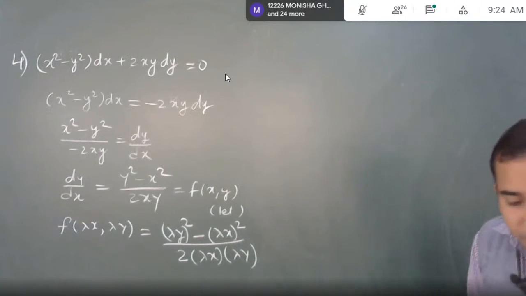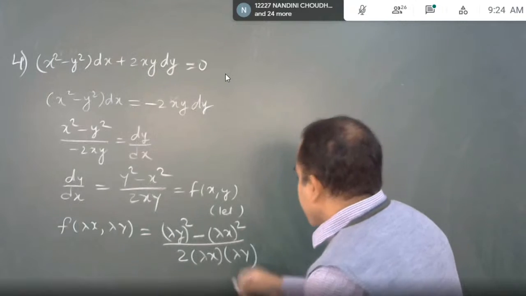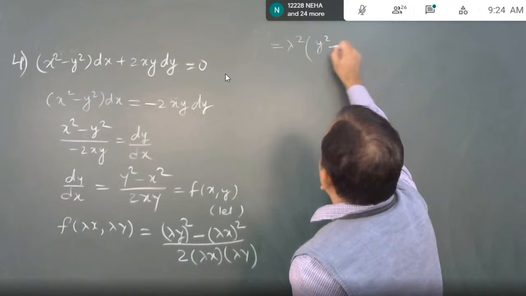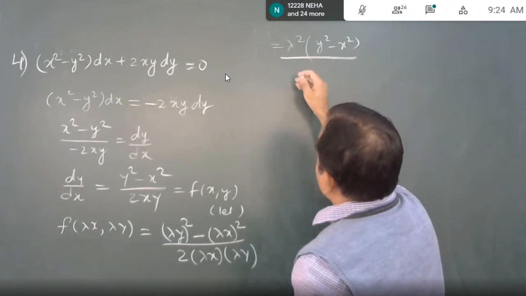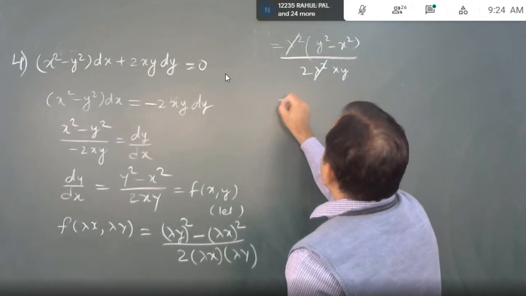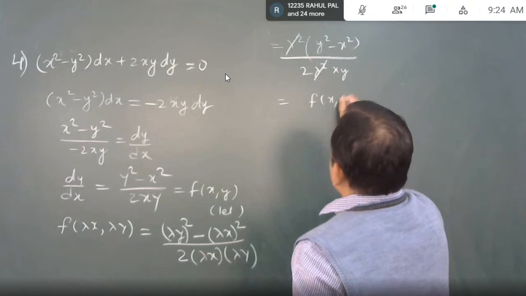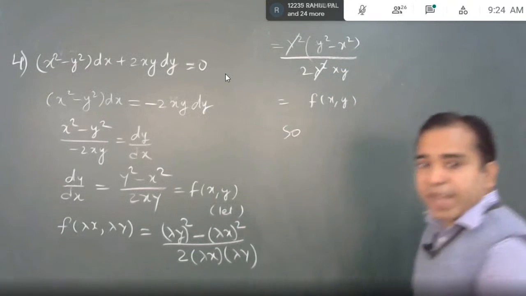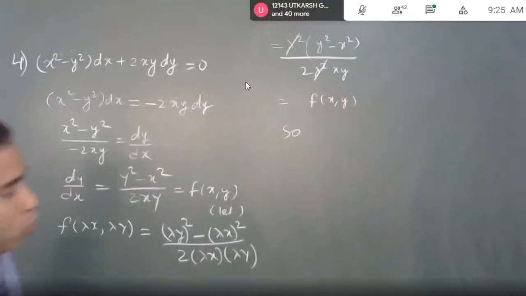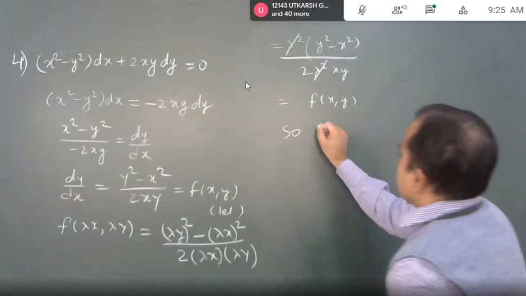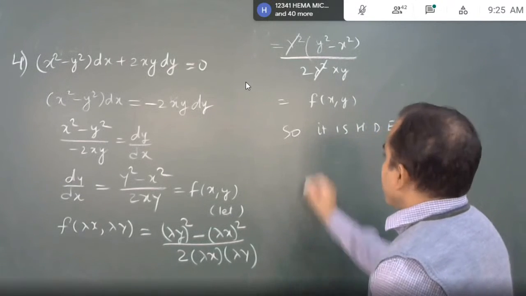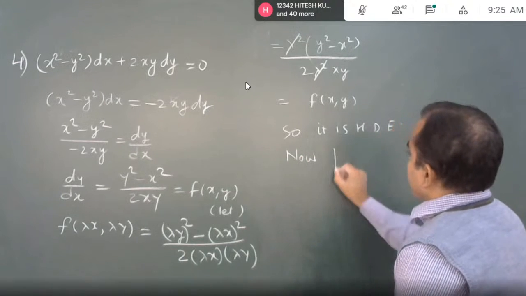Okay, but I can see here that lambda will actually be cancelled completely, because here lambda square will come common and inside the bracket you will get y square minus x square whole upon 2 lambda square xy. Lambda square gets cancelled and what remains is nothing but f of x comma y. So f of lambda x comma lambda y is equal to f of x comma y, so that's why it is a homogeneous differential equation. So it is HDE, right?